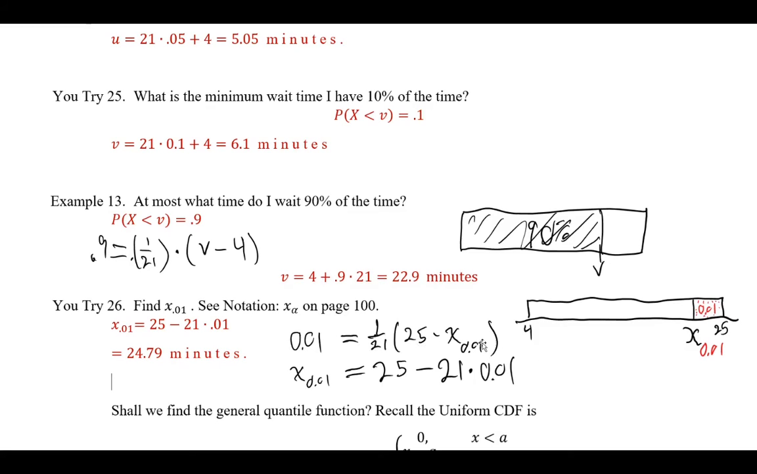So we can use geometry. We have this area, which equals height times length, which would be here the length is starting at 25, go back, so take away this much from it. Solve this for x, so x sub 0.01 equals this, 24.79 minutes. So x sub 0.01 equals 24.79 minutes, which means that only about 1% of the time would I have to wait more than this, and 99% of the time I need to wait less than this value.